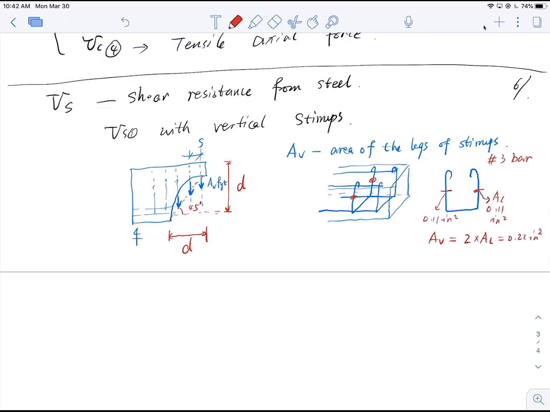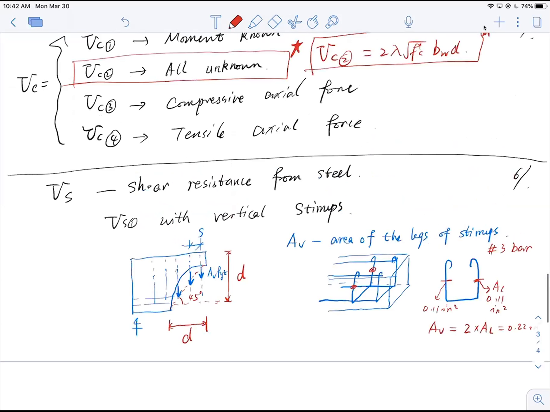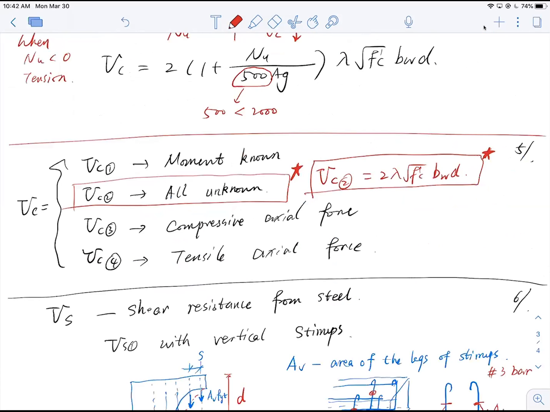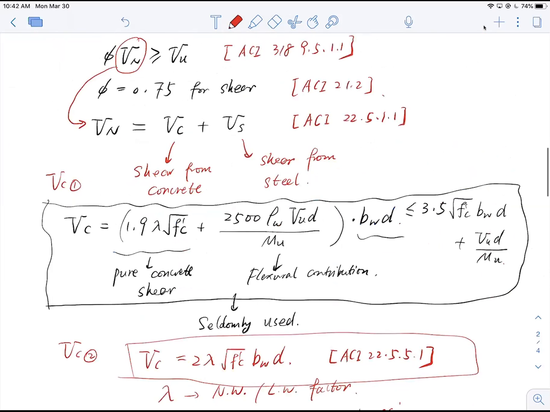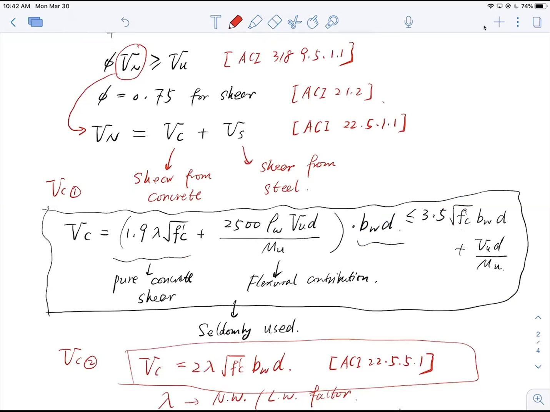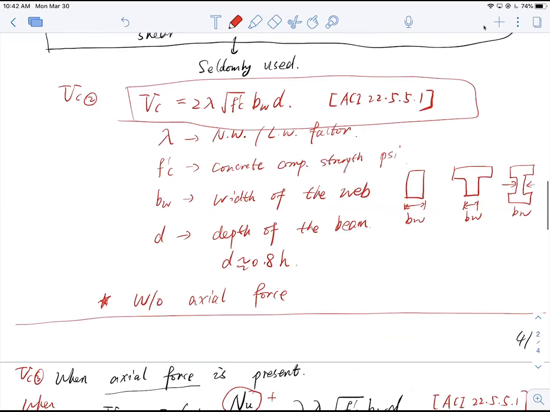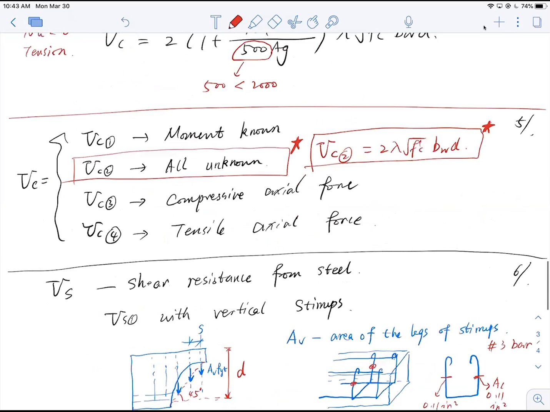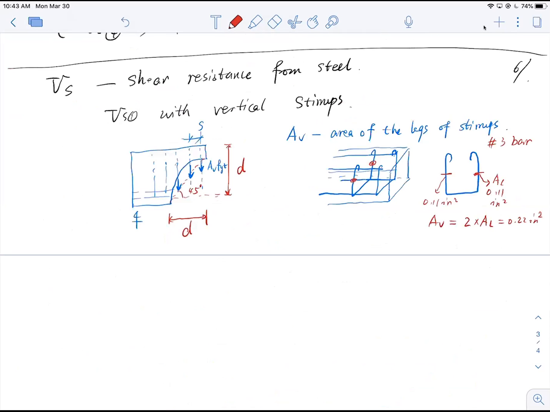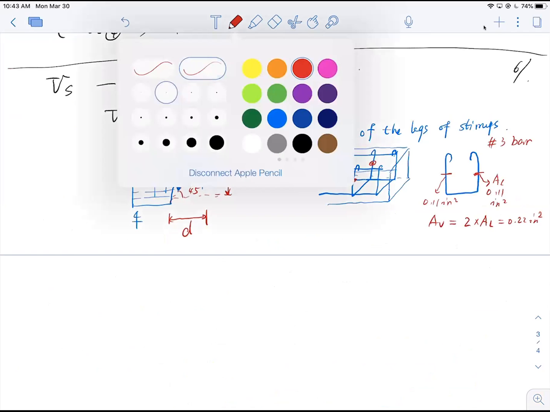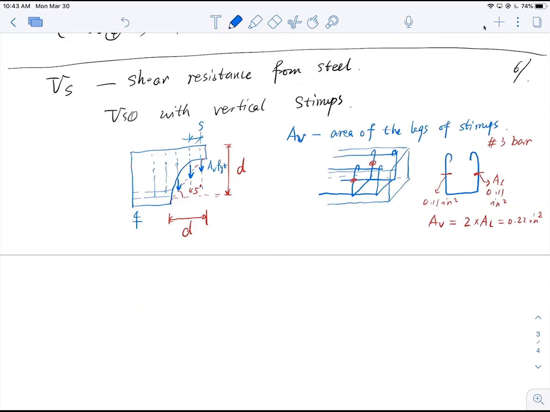Now some student asked me which one was VC1. You can go back to the notes, which I'll upload quickly. VC1 is this equation right here, which considers the moments, which we do not use often. We mainly use VC2. Again, you have all the notes, I'll upload them shortly. Now coming back, AV is the area of the legs of the reinforcement, so 2 legs normally. Be careful here. FYT is the yield strength of stirrups.